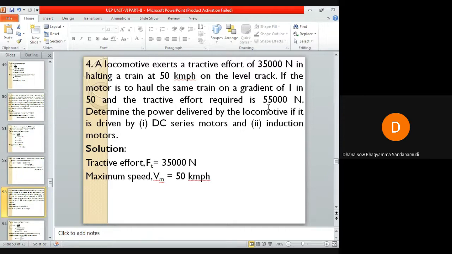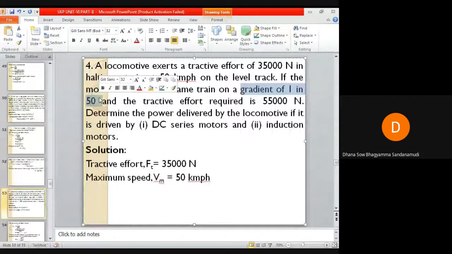So the tractive effort of the locomotive motor is given, 30,000 Newton. Maximum speed is given, that is 50 kilometers per hour. And the required tractive effort is given, that's 55,000 Newton. And the percentage gradient is given.